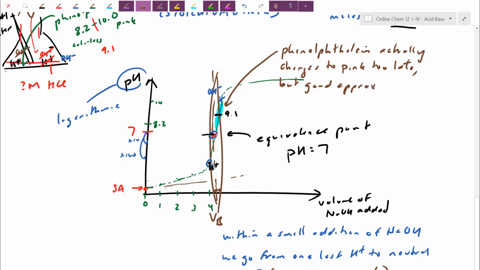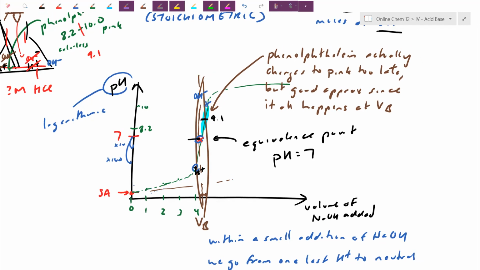Based on my earlier point, it's a good approximation since it all happens within a very narrow range. You just dropped in that half drop of base. As you went past a pH of 7, completely neutral, you probably would have gone past 9.1 as well. Okay? So even though technically it's a little bit too late, phenolphthalein is a good indicator. Phenolphthalein, its transition point is 9.1.